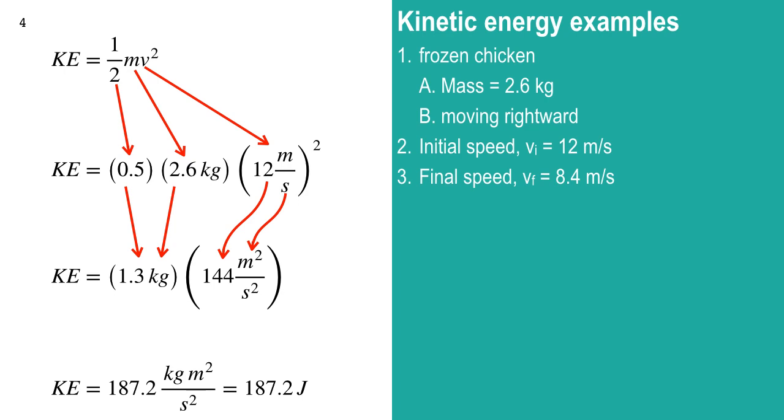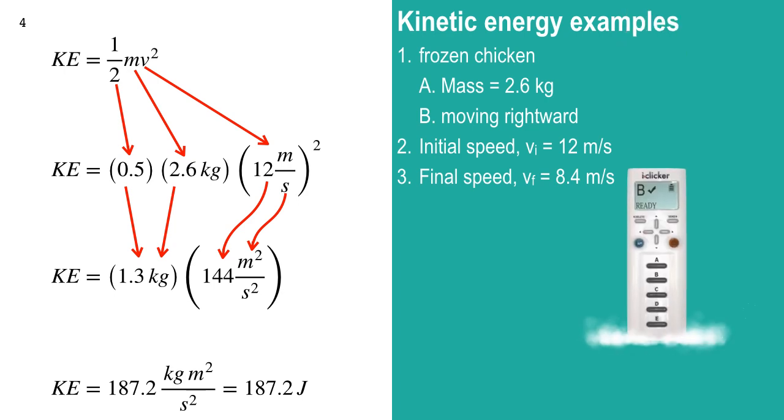All right, so there's your calculation. Let's do a clicker question with a final speed of 8.4. So let's slow it down a little bit. Now, we're not talking about what the force is, but maybe a little friction or something, and eventually, after a short amount of time, short amount of distance, it slows down to 8.4. So it loses about 3.6 meters per second of its speed. All right. So your calculation.